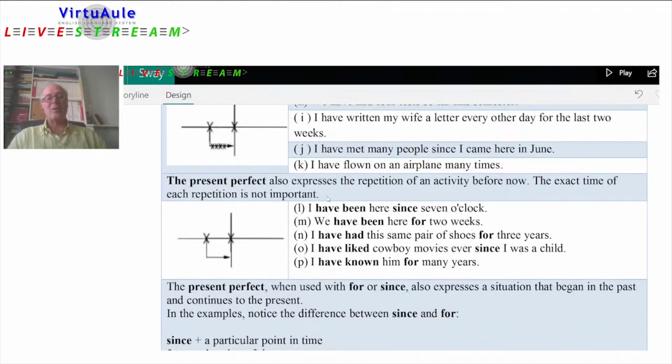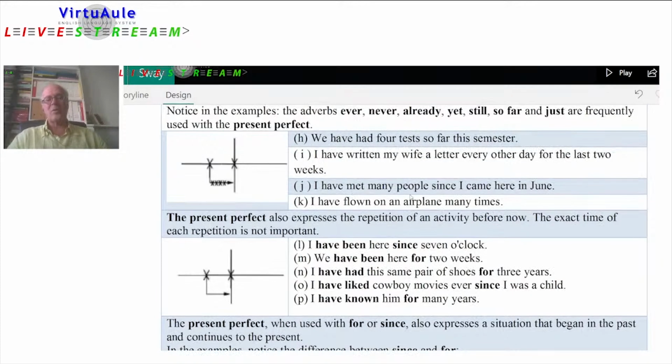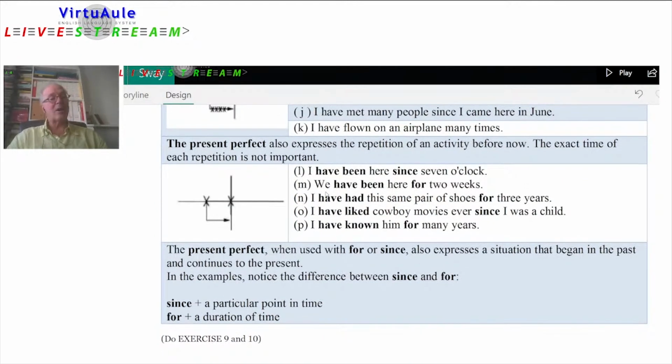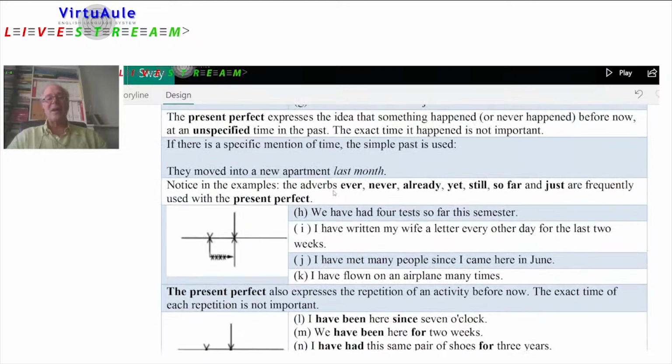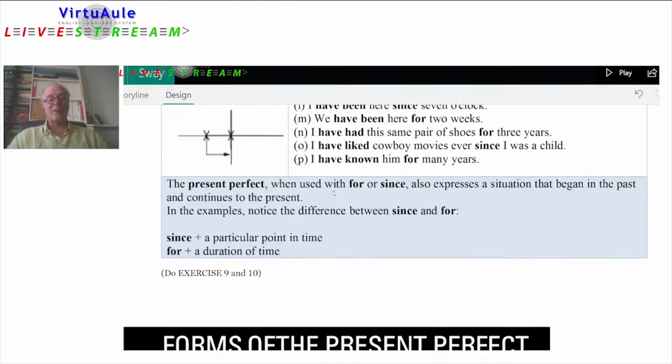Present perfect also expresses the repetition of an activity before now. The exact time of each repetition is not important. So I have flown on a plane many times. It's not important when that happened. You see, I'm not talking about a specific event in the past. I'm talking about something that has happened before now at an unspecific time.